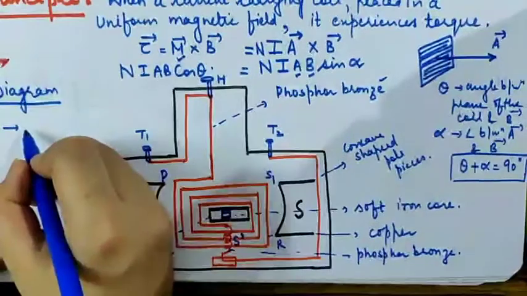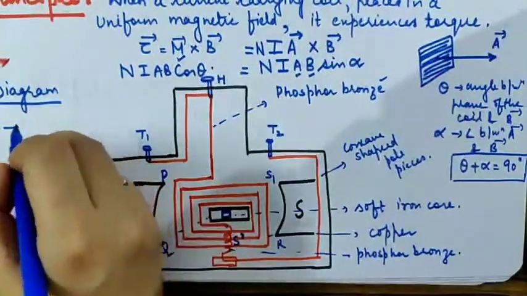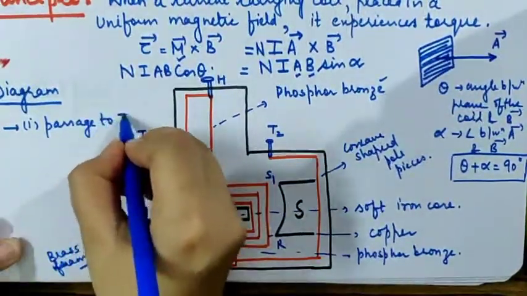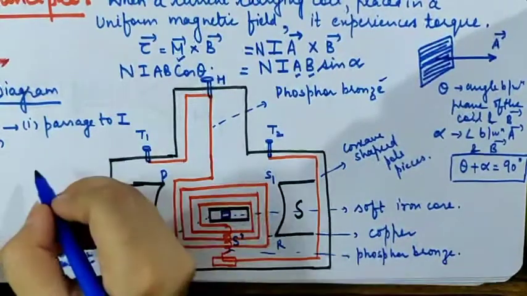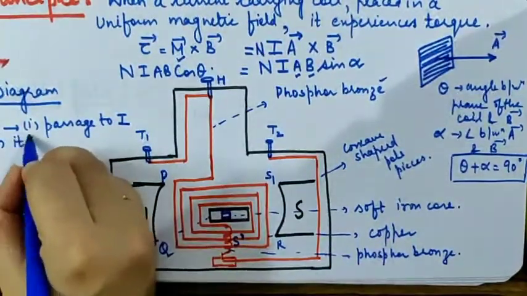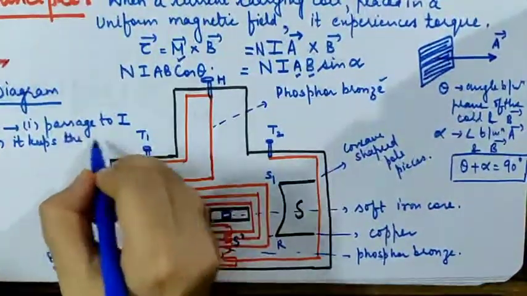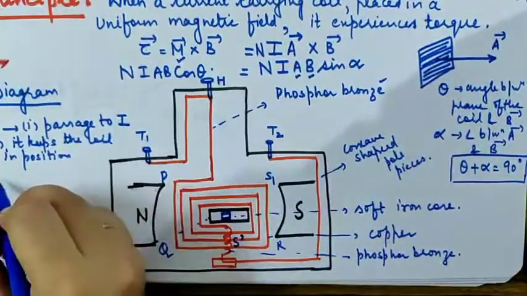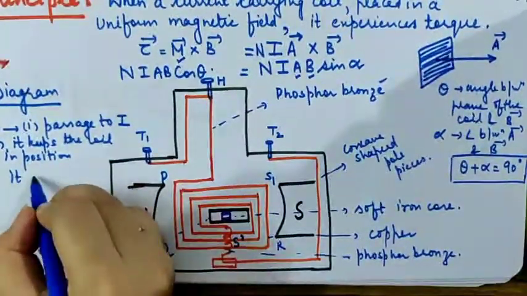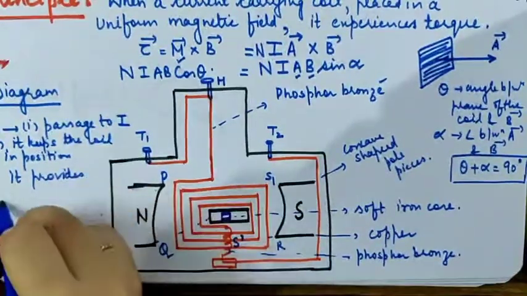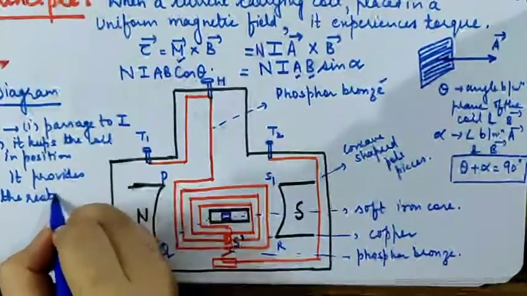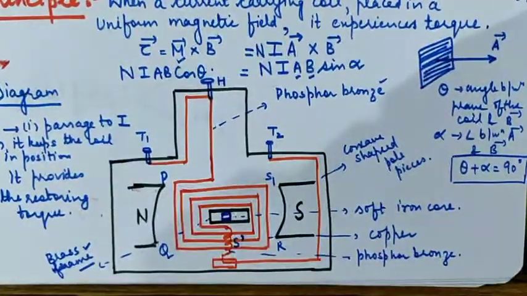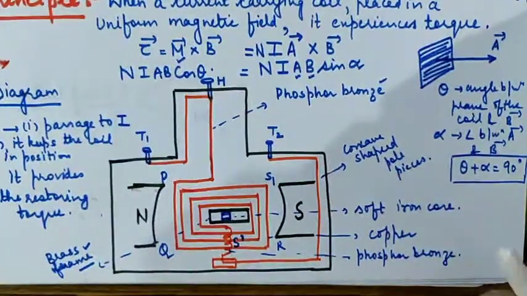S dash is made up of phosphor bronze. There are three purposes of S dash. Number one, it provides the passage to flow of current. Number two, it keeps the coil in position. And number three, it provides the necessary torque, the restoring torque, because mainly the purpose of the spring is to provide torque or force, whatever it is, right?